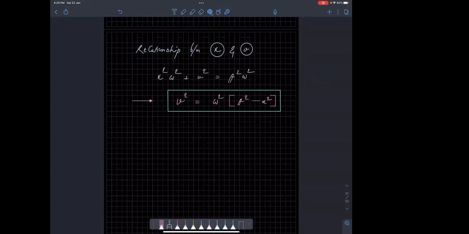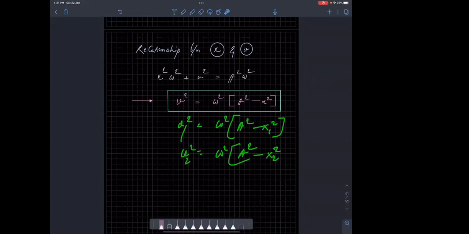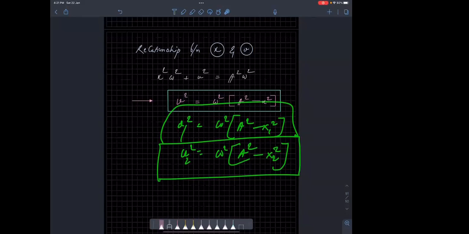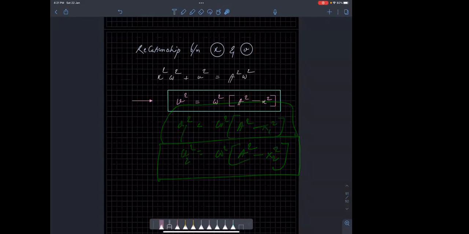So you can write two equations, right? If in the problem, v1 square is equal to omega square into a square minus x1 square, and v2 square is equal to omega square into a square minus x2 square, then you can solve this to get what? A. How will you solve? Just divide both equations, omega square will cancel, A will remain, and you'll find A. After finding A, put the value of A in either the first or second equation to find omega. Clear? Yes, sir.